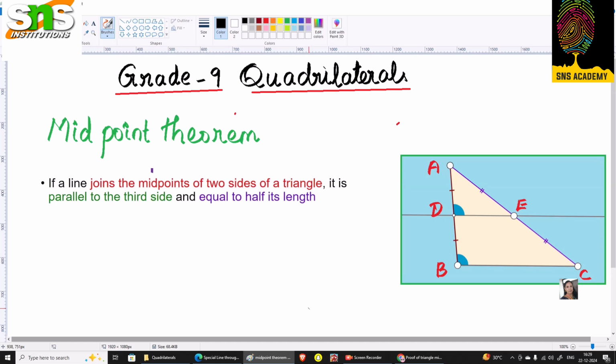The midpoint theorem itself shows we are taking a midpoint of the sides. Which sides? The sides of a triangle. Why, under the quadrilateral, are we learning about the triangle? The quadrilateral can be divided into triangles. So we can apply this property while solving problems in a quadrilateral.